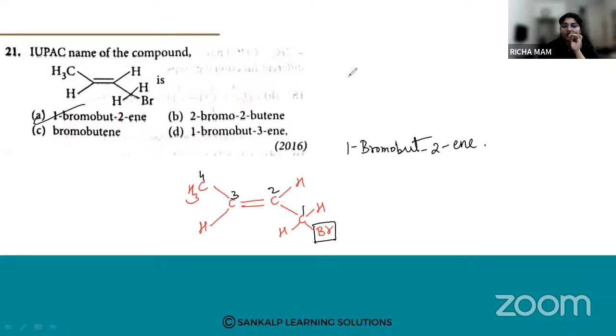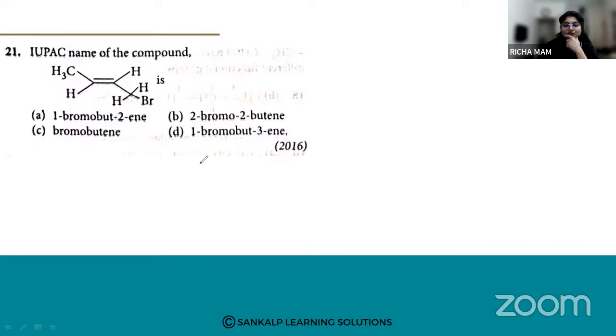Understood? So first select the longest chain, then go for the substituents. Here only one substituent is there, so the substituent should get the least number. Then the double bond, what position is it having? Second position. So it is 1-bromo but-2-ene. It is an alkene, so we represent it as ENE, so our suffix will be ENE. So option number A is the answer. I hope it is clear. Let us go for the next one.